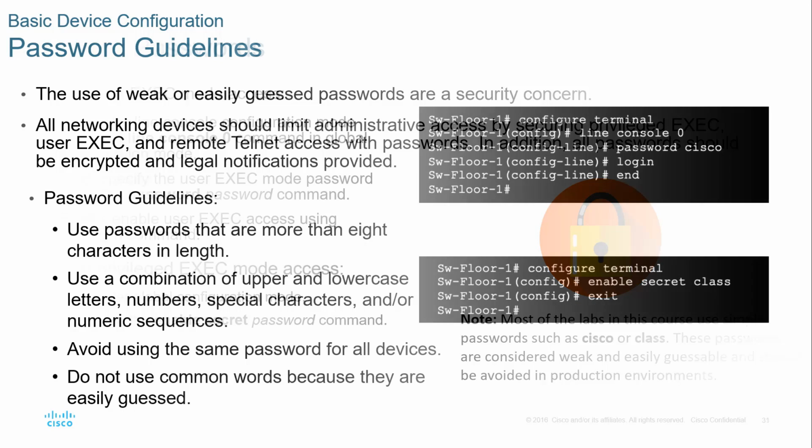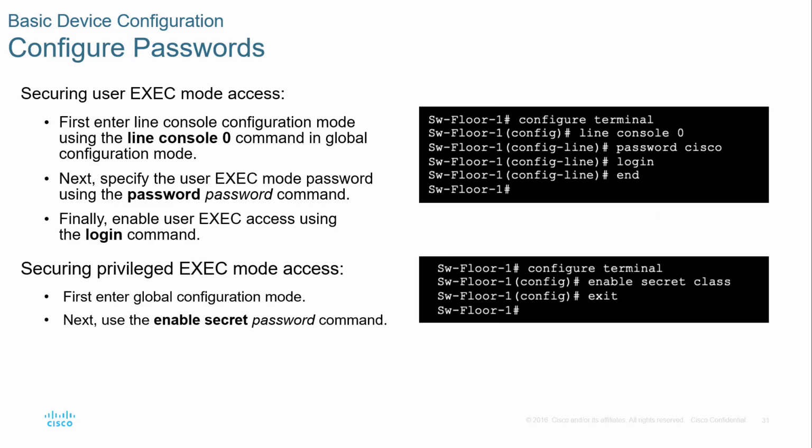So let's talk about how we configure passwords. We can configure a plain text password by using the command password and then the password we want to set. However, this is not very secure. Here we're configuring a basic password for line console 0. We set the password to cisco. We set it to login.